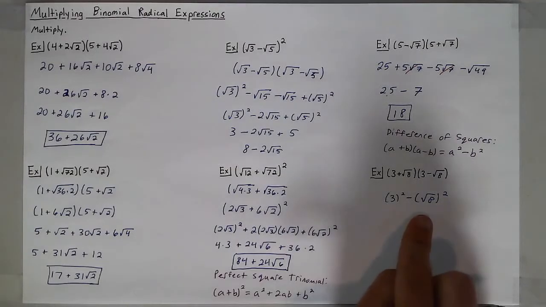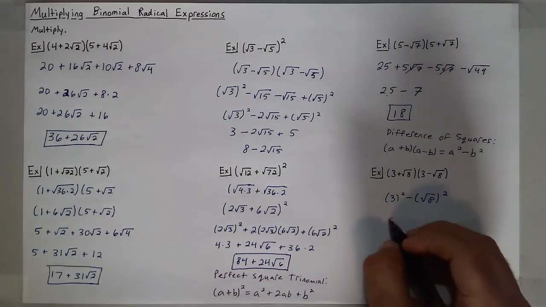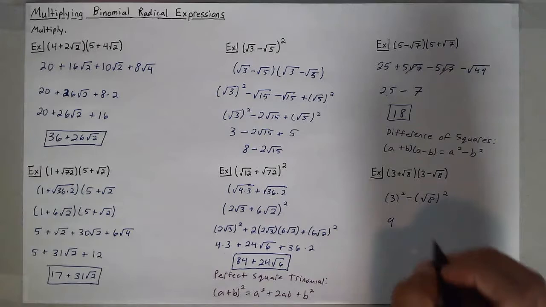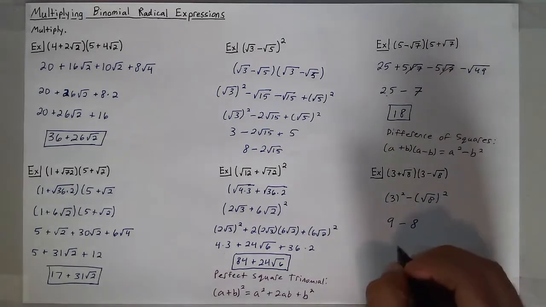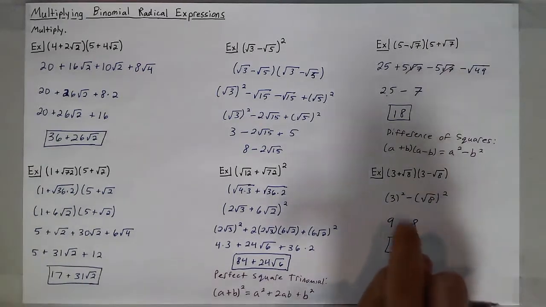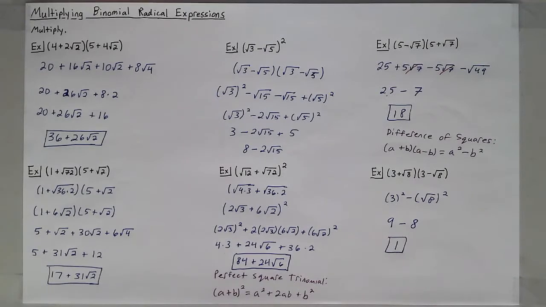So when I simplify, I get 3 squared, which is 9. And then the square root will cancel with the square, give me minus 8, which is just 1. So it's much quicker if you recognize that it's a conjugate situation. And that is how you multiply binomial radical expressions.